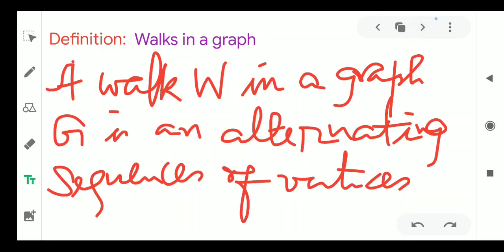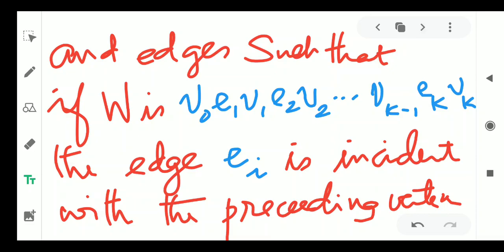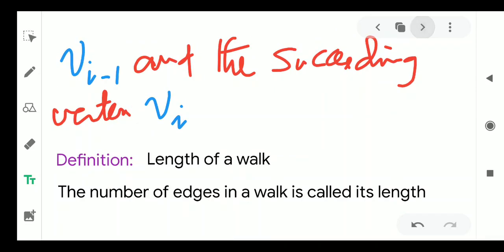So this is the first definition. You are given a graph G. A walk W in that graph G is an alternating sequence of vertices and edges in such a way that if W is V0, E1, V1, E2, V2, etc., Vk minus 1, Ek, Vk. So V's are representing vertices and E's represent edges. The edge Ei is incident with the preceding vertex Vi minus 1 and the succeeding vertex Vi.